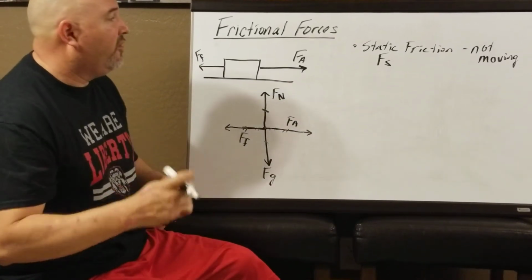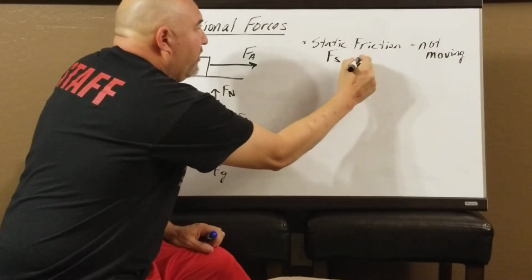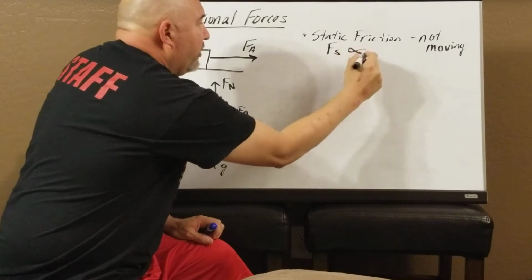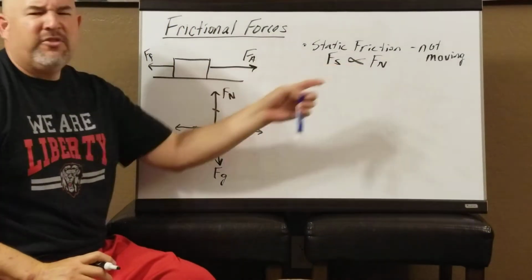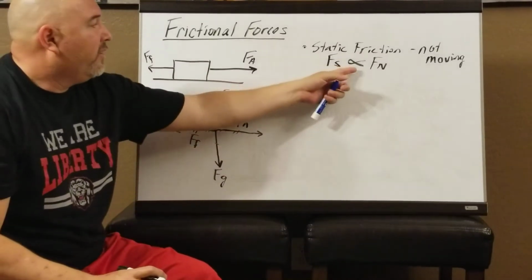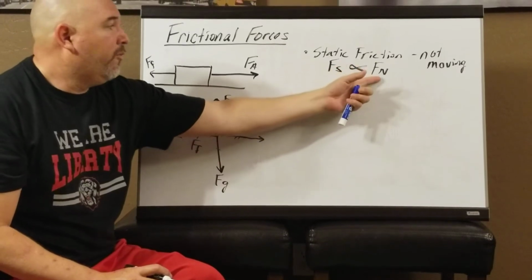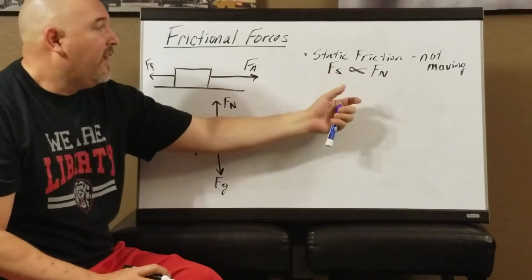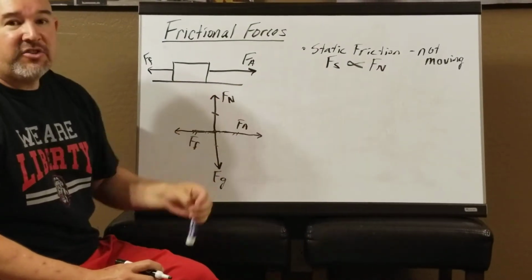So the way we look at this is we can say that the force of static friction is going to be directly proportional, that's this funny looking sign, to the normal force. I don't remember if I've used this sign in class or not, but it just means directly proportional. It tells you that if the normal force doubles, then the static friction doubles. If the normal force triples, then the static friction triples. And that means there's going to be a proportionality constant that could make this an equation.